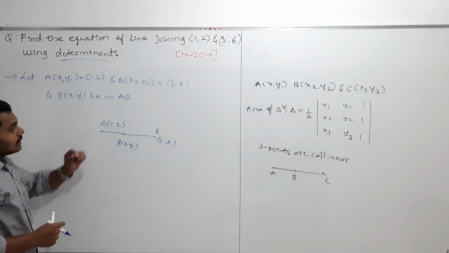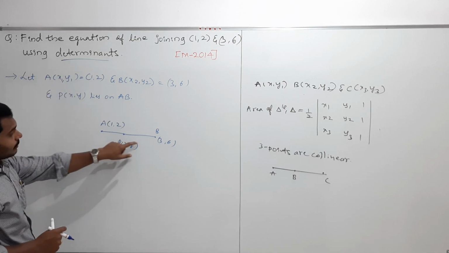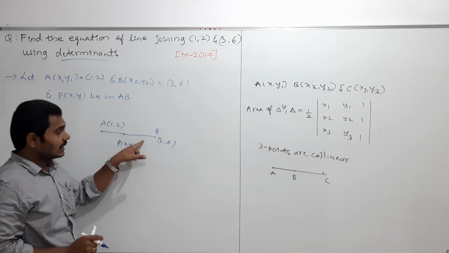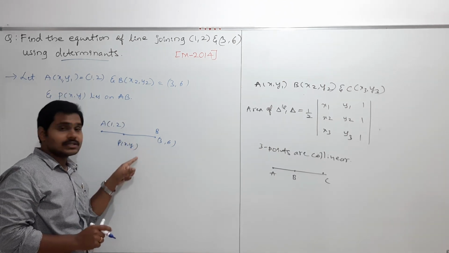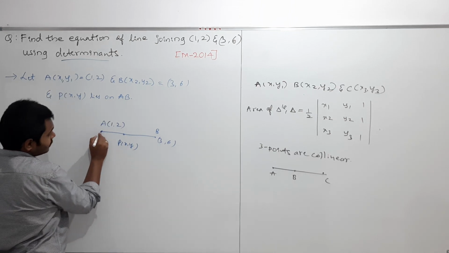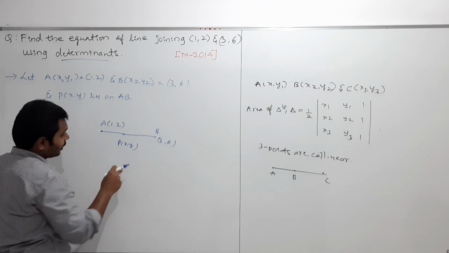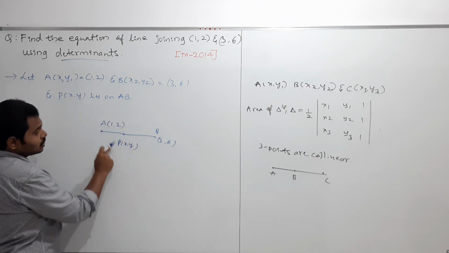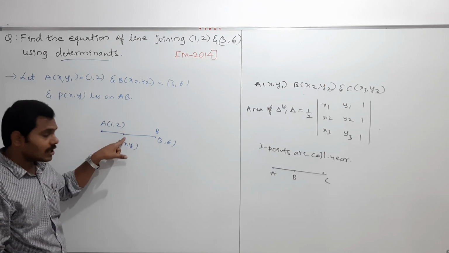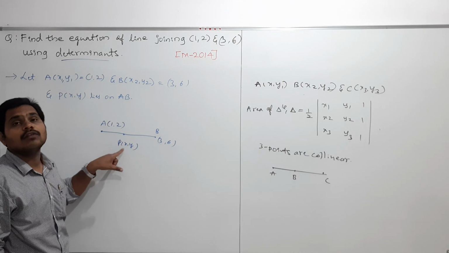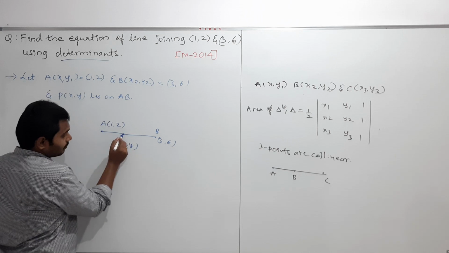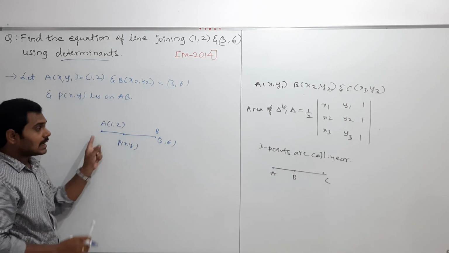My dear students, I know that to find the equation of the line, any point I consider should satisfy the equation of the line. For that reason, I am taking these 2 points A and B and another point which lies on the line joining them. Where AB is joining, on that line I am taking one point, P of x comma y. Now you can observe that A, P, B lie on the same line.